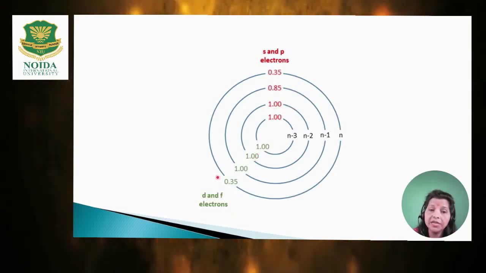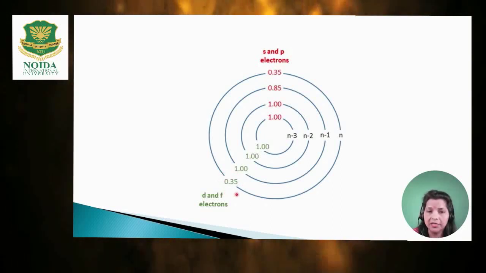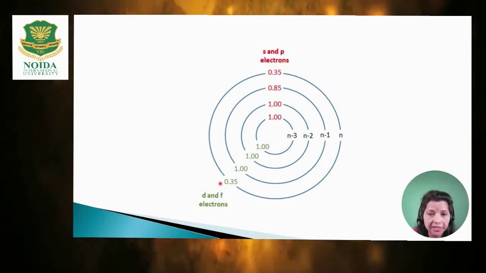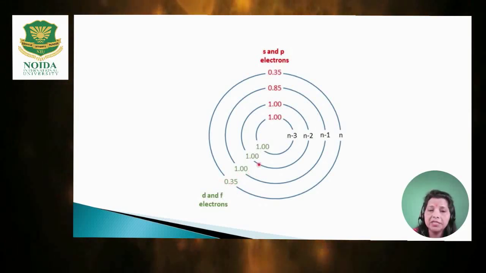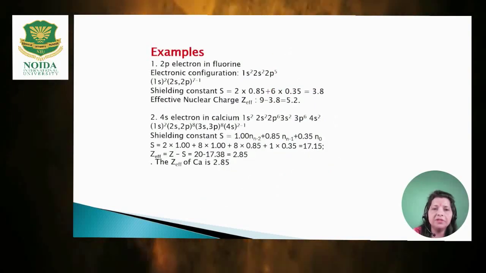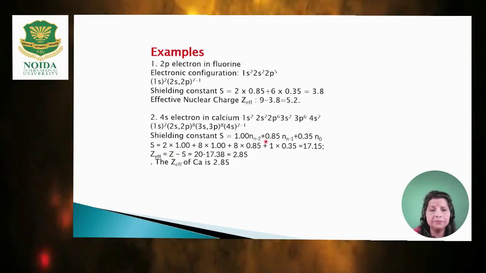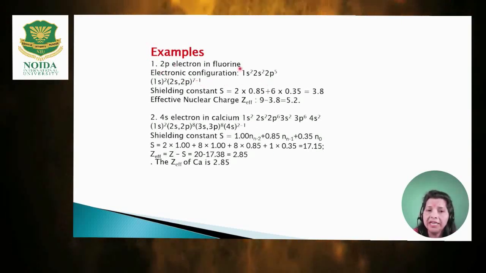But suppose your electron belongs to d or f orbital, then how will you calculate its shielding effect? The number of electrons in the nth shell will be multiplied by 0.35. Then for n-1, n-2, n-3 and so on, you multiply the number of electrons by 1.0. So here I am giving you an example. If you want to calculate the effective nuclear charge, or shielding, then how will you do it for the 2p electron in fluorine?